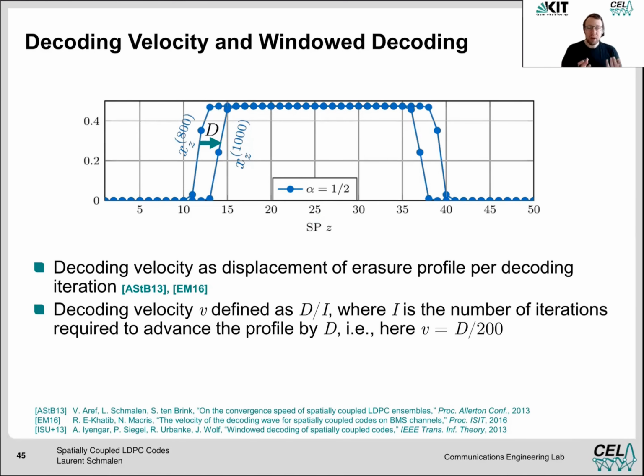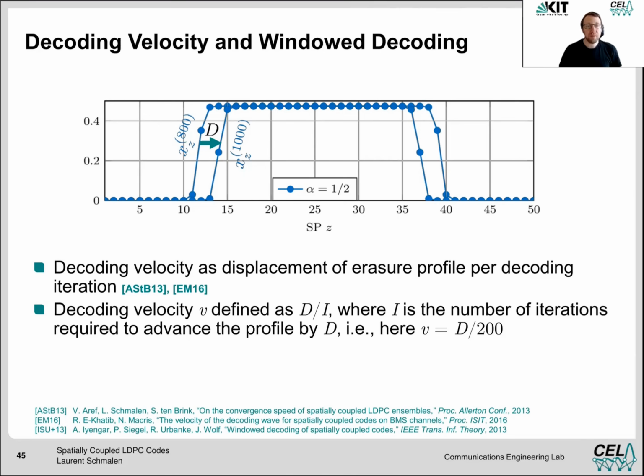And actually, the decoding complexity is linked to something called the decoding velocity of the curve. So decoding velocity is how fast this curve is going to be displaced from one position to the next. So it's the number of iterations that we require for going from this curve to this curve, and actually 1 over this number of iterations, and that's the decoding velocity. It means if this velocity is faster, then we require fewer iterations for carrying out the decoding. So we have another parameter for optimizing the complexity of decoding.